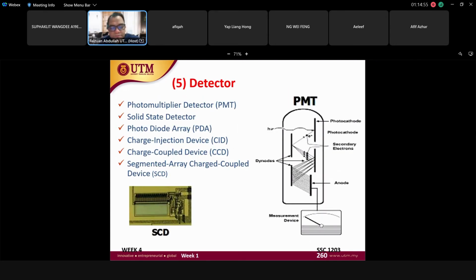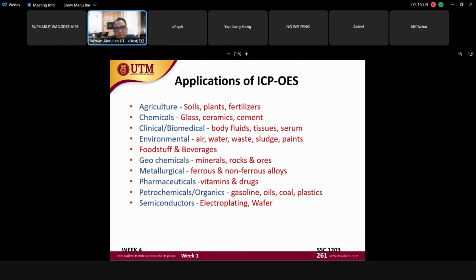For plasma we need the RF generator, and we have the detector, similar to UV. We have the PMT, photomultiplier. We have other types also: solid state detector, photodiode array, charge injection device, and so on, but normally PMT. There are also wide applications in agriculture to analyze soil, plant and fertilizer, in the glass and ceramics industries, because you can detect many elements simultaneously, and in other fields such as geochemicals, pharmaceuticals, semiconductors, and so on.